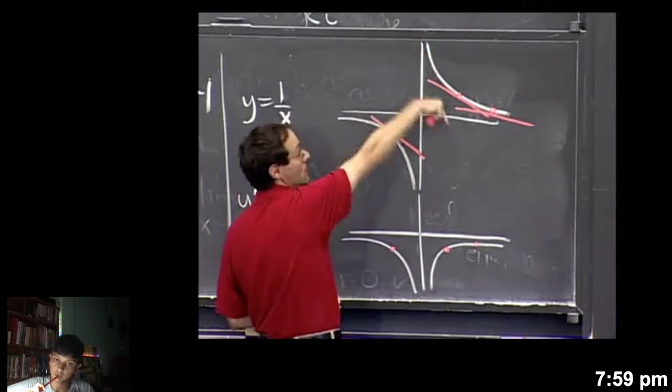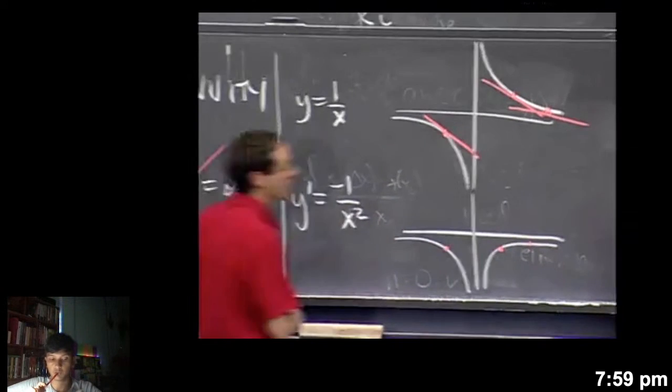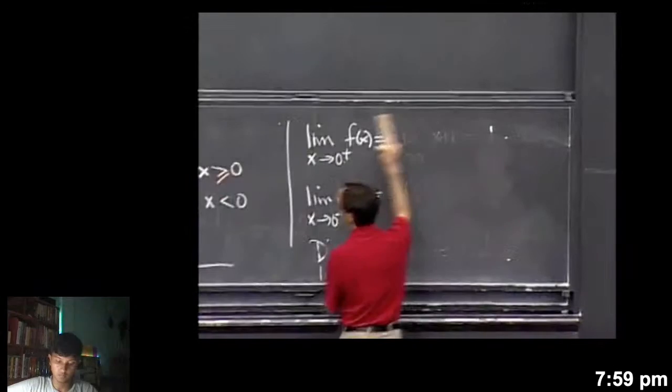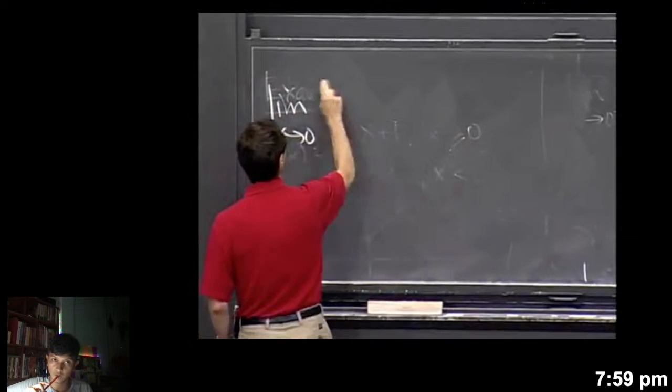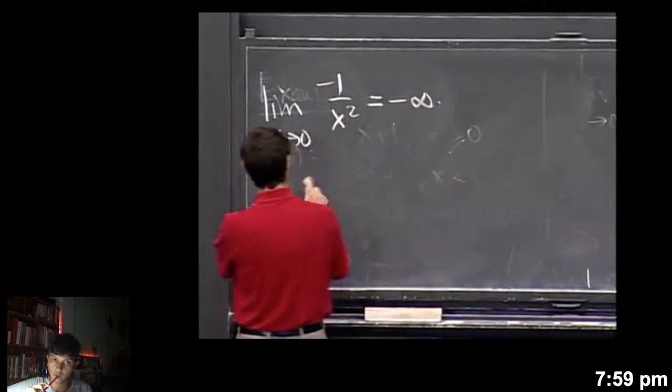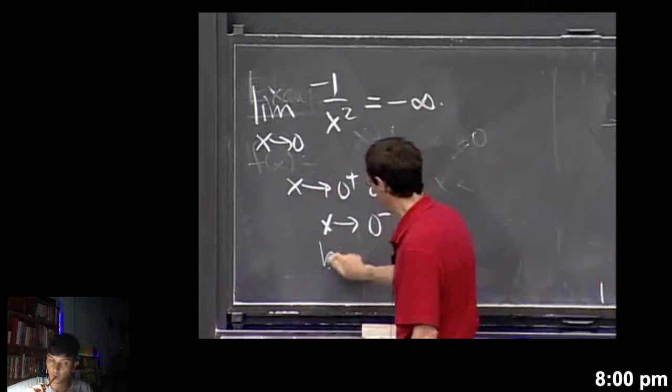And the notation that we use for that is well suited to this left and right business. Namely, the limit as x goes to 0 of negative 1 over x squared is going to be equal to minus infinity, and that applies to x going to 0 plus and x going to 0 minus. So both have this property. Finally, let me just make one last comment about these two graphs.